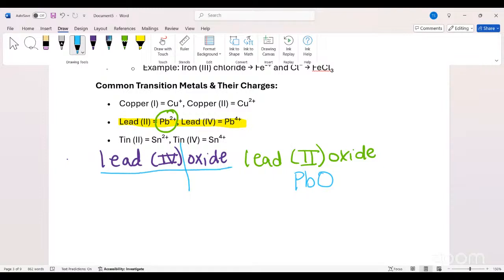So, what if I gave you lead 4 oxide, Pb with a positive 4 charge, oxygen with a negative 2 charge?